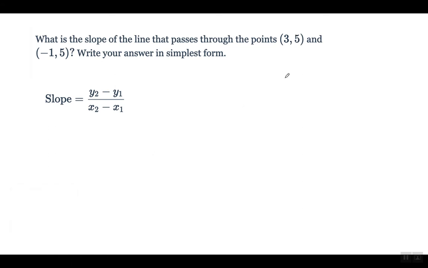Alright, so x1, y1, and x2, y2. And now I'm going to substitute. All right, so when I substitute, I'm going to give you a trick, right? Not a trick, but something that I want you to realize. On the top, it's going to be 5 minus 5. On the bottom, it's going to be negative 1 minus 3.